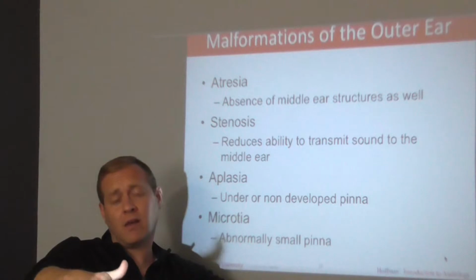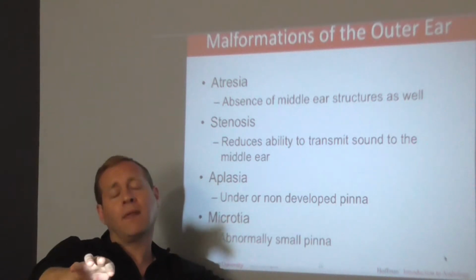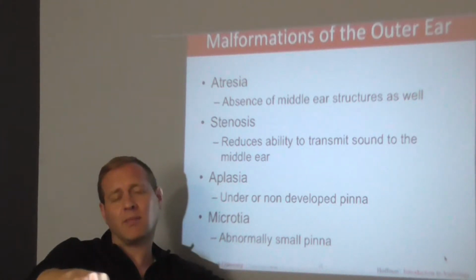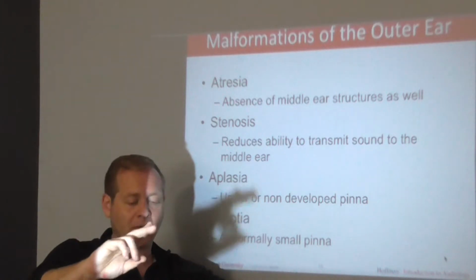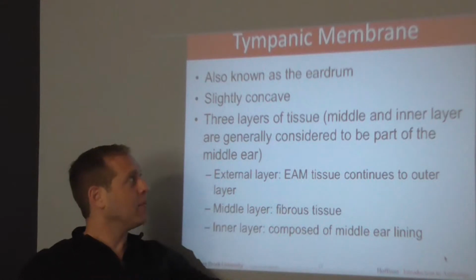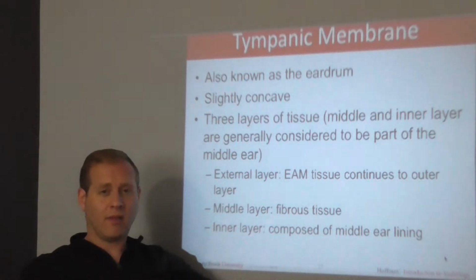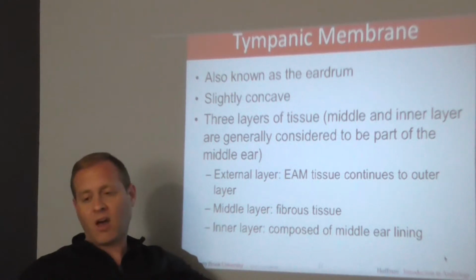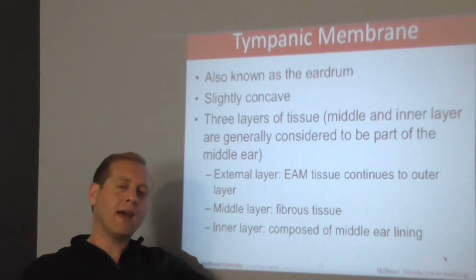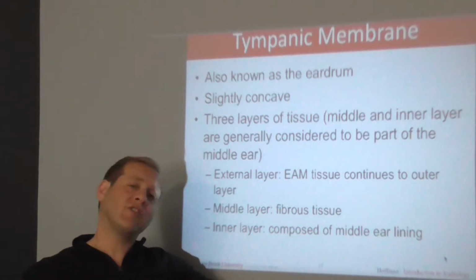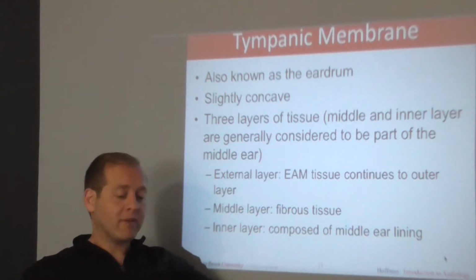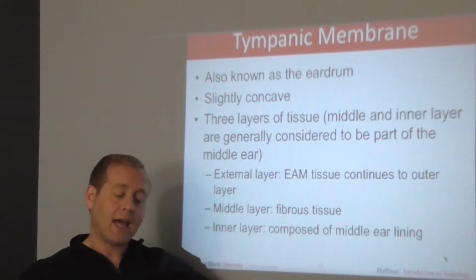How that happens, usually congenitally or in the womb, we are going to talk about later on in the semester when we talk about the different disorders of hearing. But that's just a little information for now before we get into the tympanic membrane. Again, the outer layer of the tympanic membrane is often thought of as part of the external ear, so that's why we'll talk about it now. And then the middle layer, the fibrous portion, and the inner layer are thought of as part of the middle ear. As I said before, the eardrum or the tympanic membrane is slightly concave.